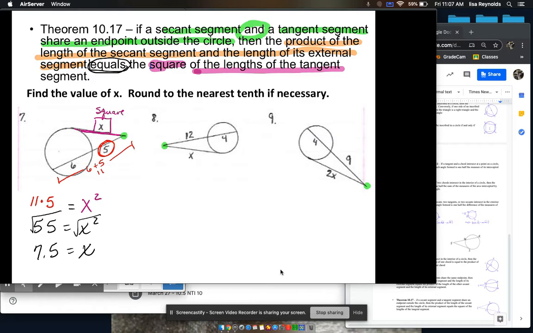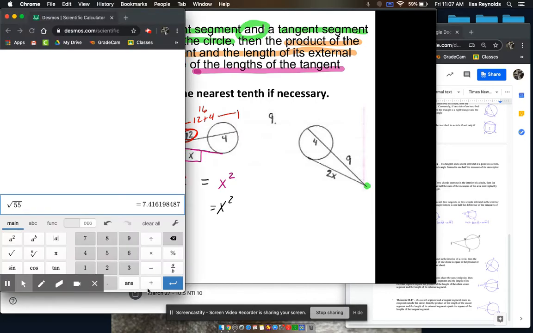So once again, our secant, we add the two pieces to get the whole thing, and we use the external. So it's the whole times the external. For the tangent, where there's only one piece, we square it, and we set these two calculations equal. So 16 times 12 is 192.